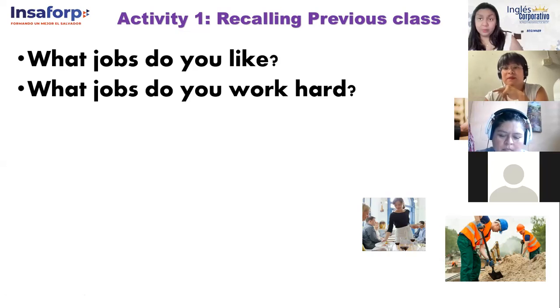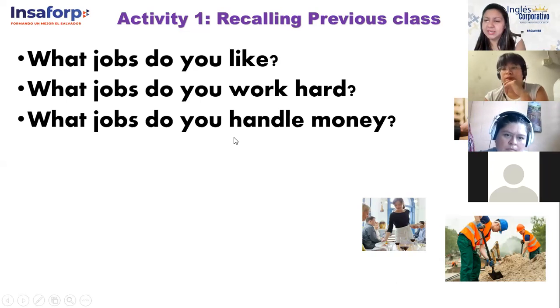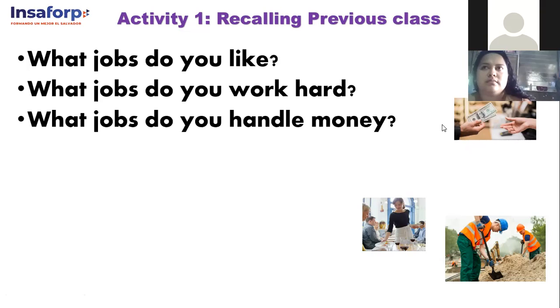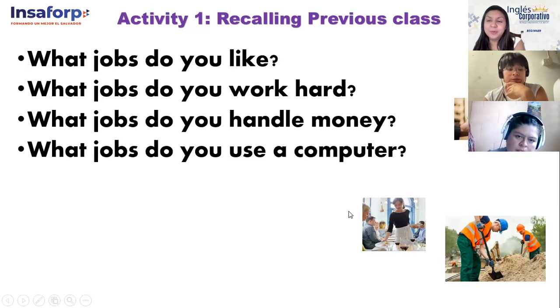Waiters. Waiter, security guard. A construction worker, absolutely. Okay, what jobs do you handle money? A cashier, an accountant. Salesperson. A salesperson, a businessman. Okay, great.